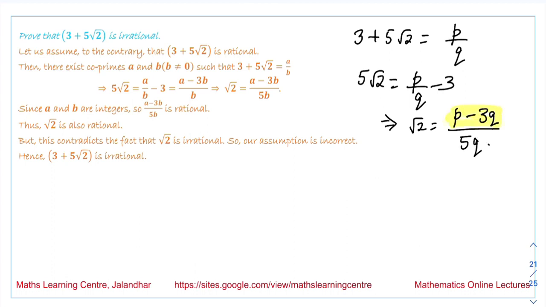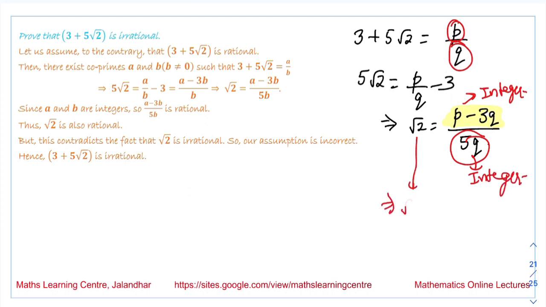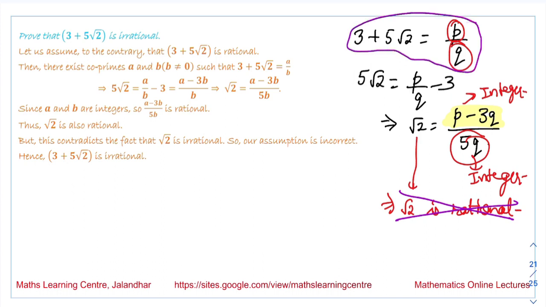If we look at this numerator over here, this will be an integer. If p and q are integers, then p minus 3q will be an integer and this will be an integer. It means this thing implies that root 2 is rational. You can write it in this form and this is not correct. Yes, we know that root 2 is irrational. It means our assumption that this number is rational is incorrect. So the given number 3 plus 5 root 2 is an irrational number.